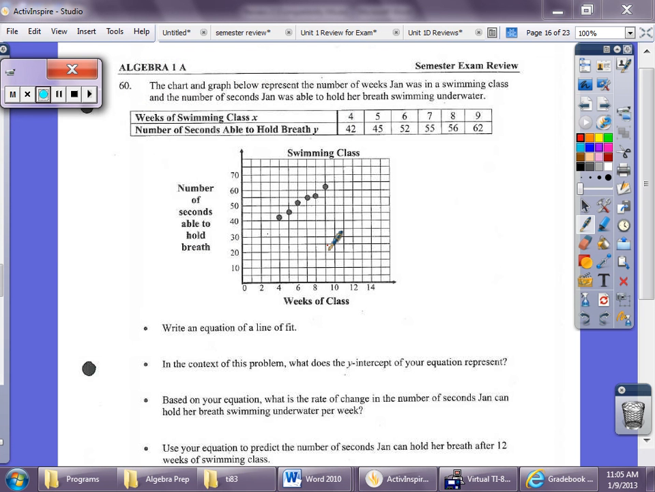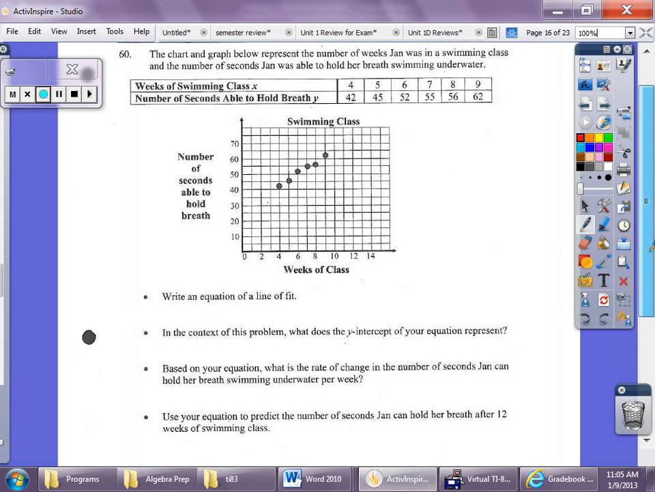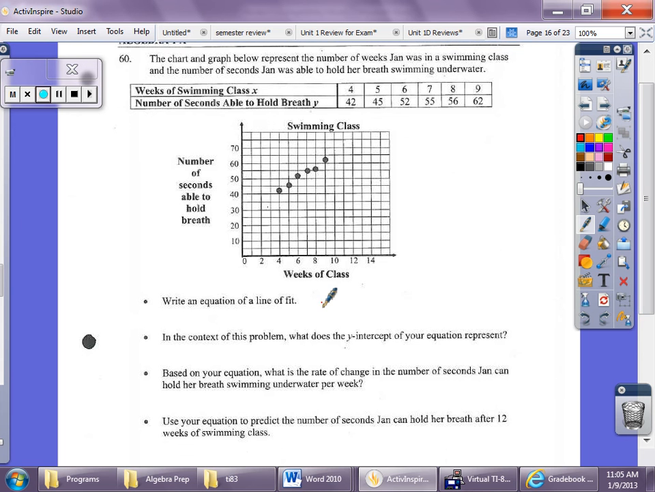Our final part of our semester exam reviews. We'll start with question 60 and go all the way up to question 75. Question 60 says the chart and graph below represent the number of weeks Jan was in swimming class and the number of seconds Jan was able to hold her breath. Then it gives us a graph and says write an equation for the line of best fit.